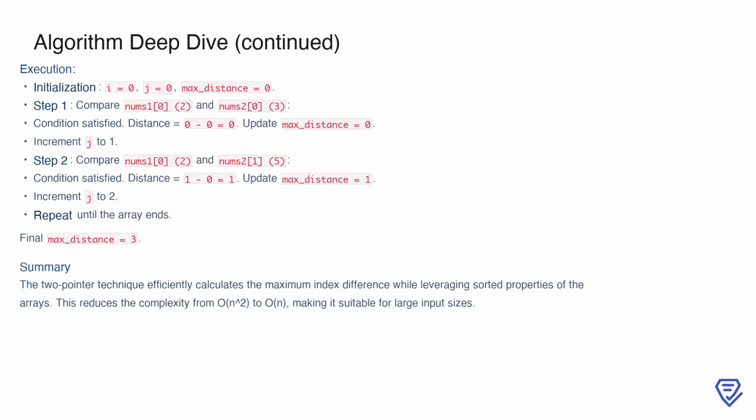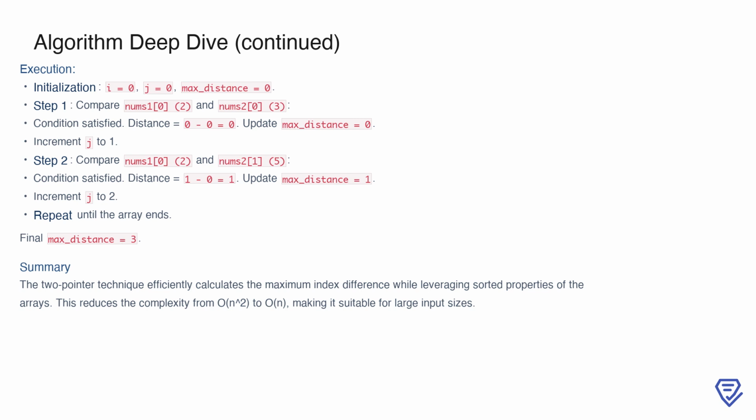First, we compare nums1[0], which is 2, with nums2[0], which is 3. Since the condition 2 <= 3 is satisfied, we calculate the distance j - i, which is 0. The max_distance remains 0. Next, we increment j to explore further. Now, we compare nums1[0] with nums2[1], which is 5. The condition is still satisfied, and the distance is 1 - 0 = 1, so we update max_distance to 1. We continue this process, incrementing j and comparing values, until the end of the arrays. By the final step, the maximum distance is found to be 3.